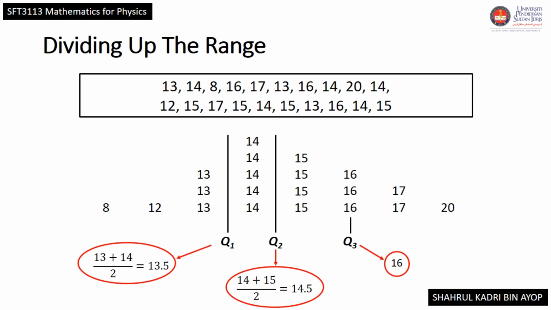And as you can see here, the first quartile exists between 13 and 14. So the first quartile for this data set is 13.5. And the second quartile exists between 14 and 15. So the second quartile is equal to 14.5. The third quartile exists at 16.